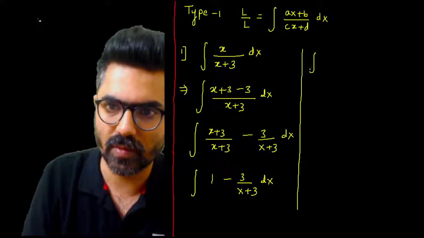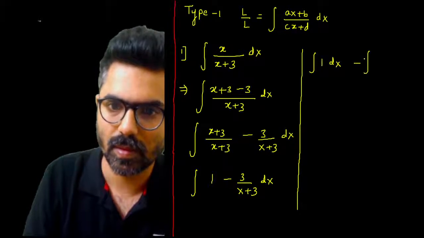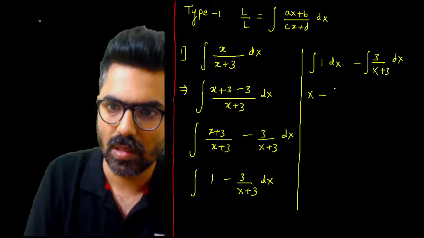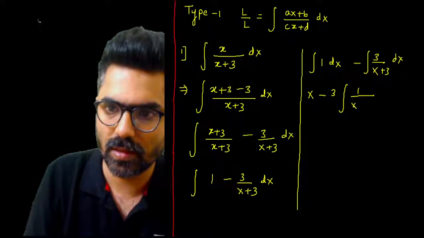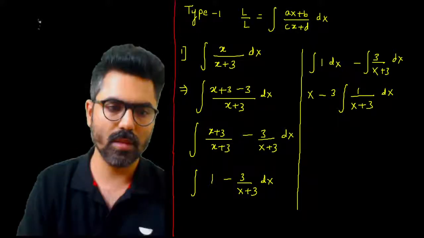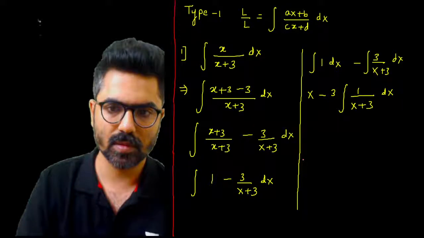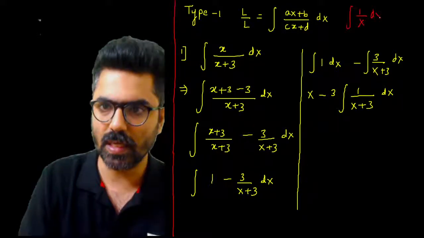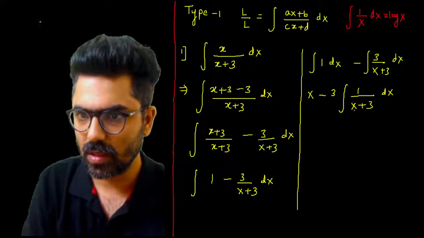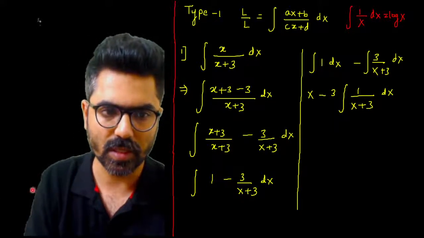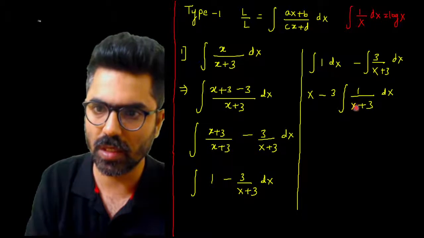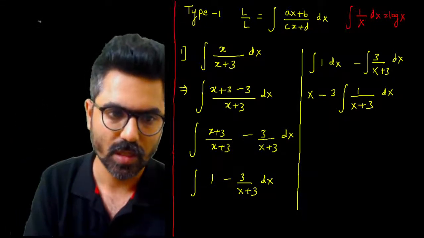Now let's separate the integration. Integration of 1 is x, minus integration of 3 upon x plus 3 dx, where 3 is a constant, so we take that constant outside. Now the integration of 1 by x dx is log x. Over here, instead of x we have x plus 3. Whenever a linear term comes in the denominator, you can take log of that linear term.